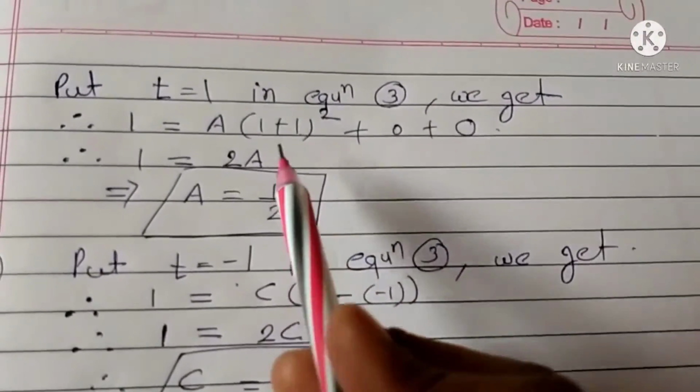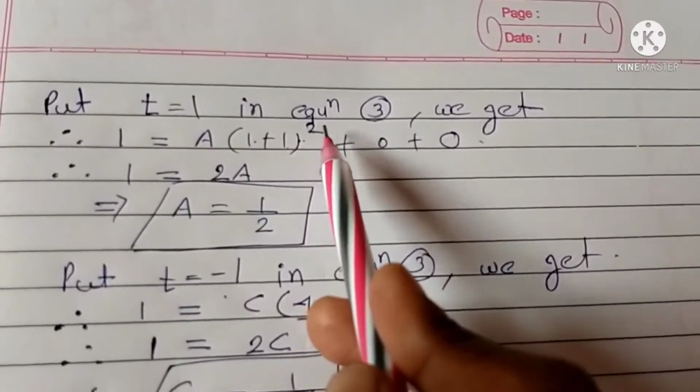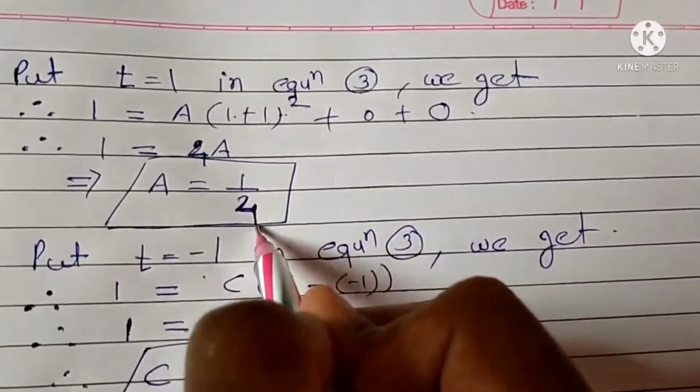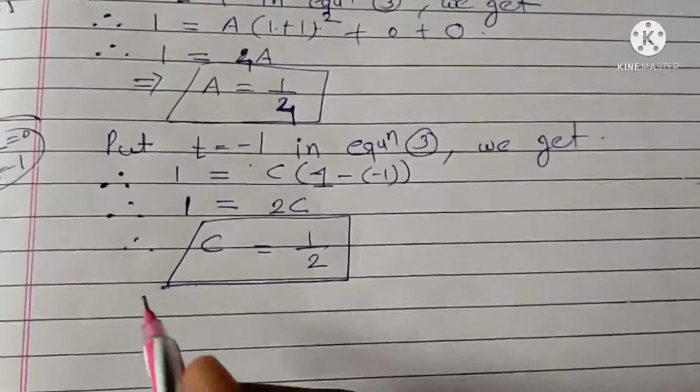Here is one mistake. 1 plus 1 is 2 and 2 squared is 4. So here 4 is present and here also 4. Make it correct: a is equal to 1 upon 4.